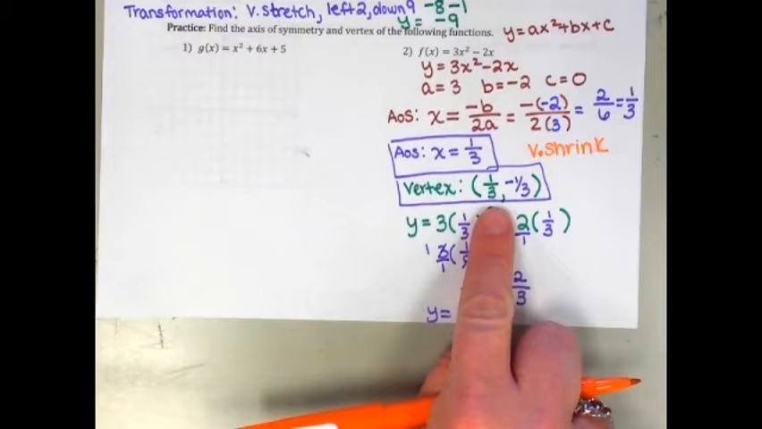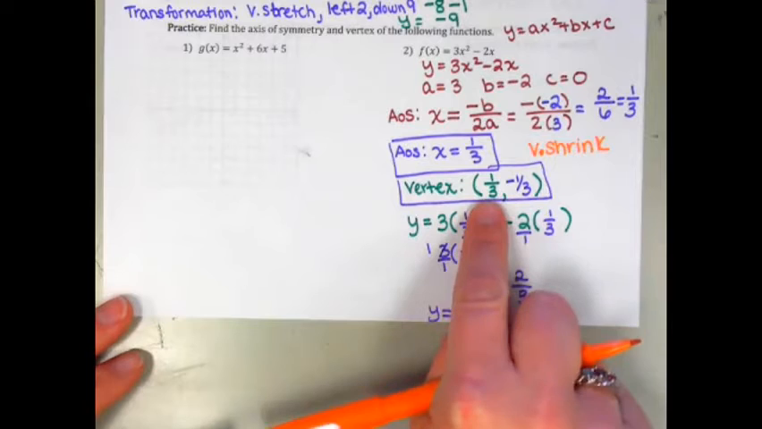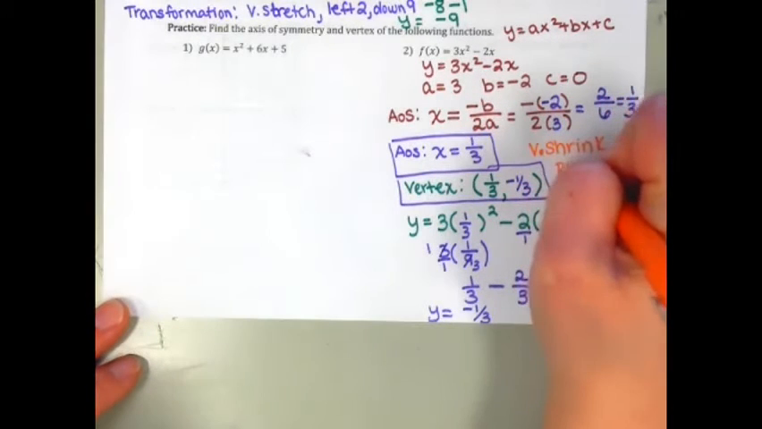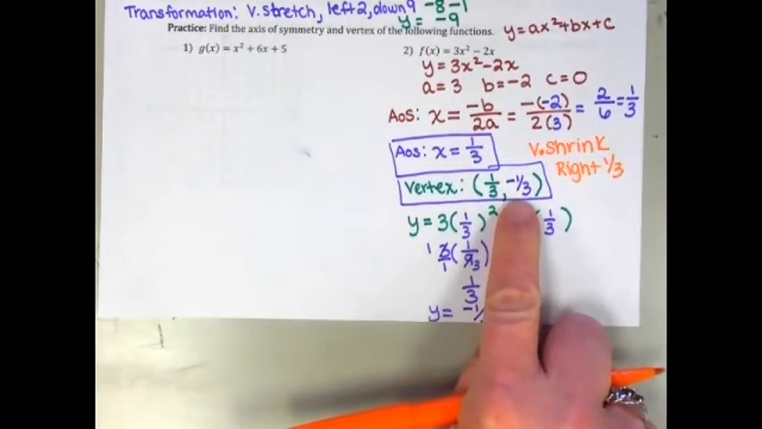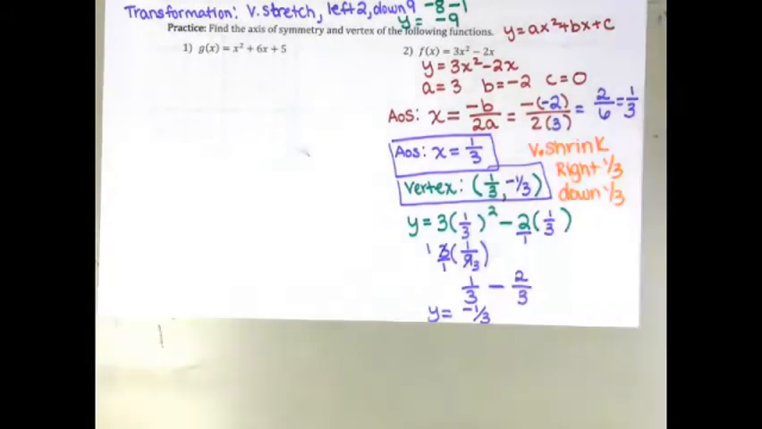How would I graph the point 1/3, -1/3? Would I go left or right? I'd go right 1/3. And then -1/3, would I go up or down? I would go down 1/3. So there's your transformation.